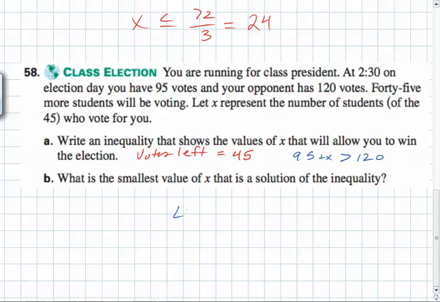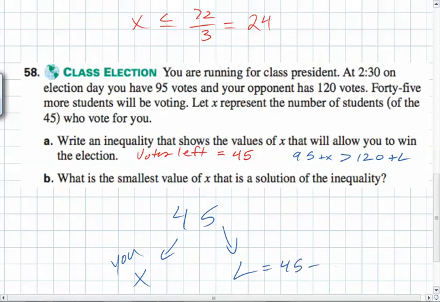Okay, there are 45 votes total, and X of them go to you. So how many go to the other person? L. Okay, L, you can think about it that way, but think about this. If 45 votes are out there and 5 go to me, how many go to you? 40. How did you get 40? 45 minus X. So you could write it as two variables, but you know that L is equal to 45 minus what?